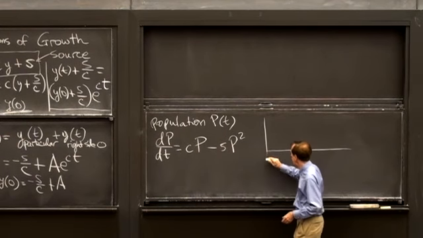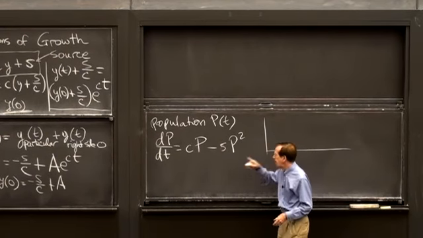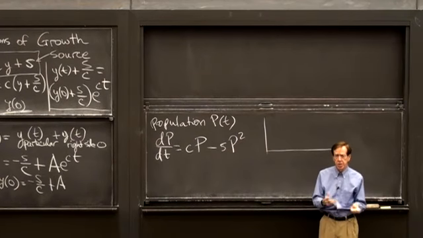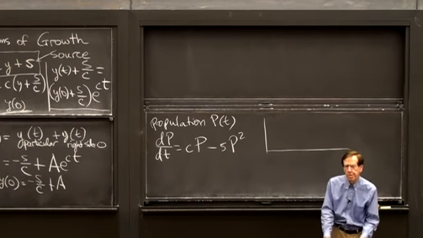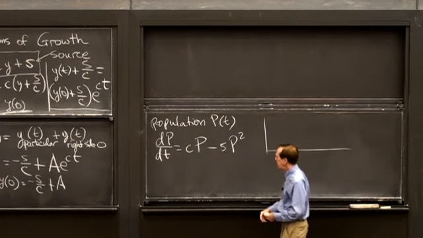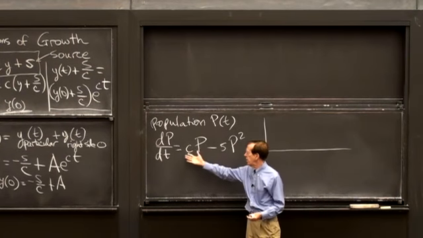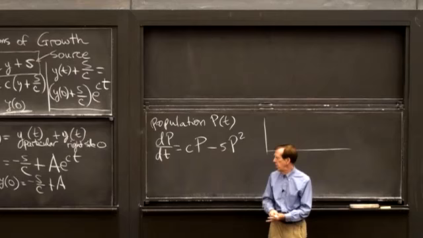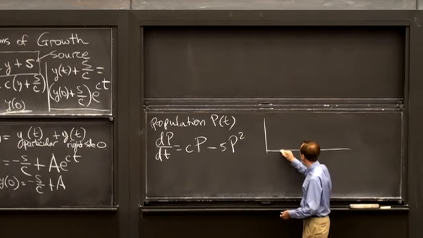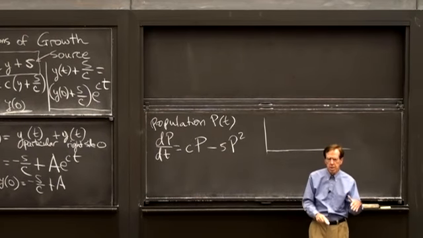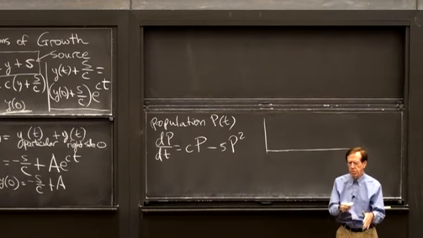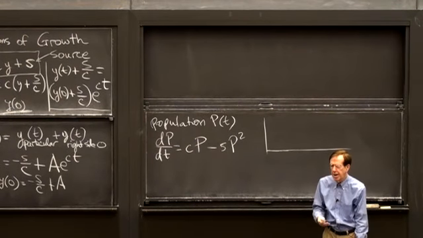So the population, well, notice, what would happen if the population starts out at 0? Nobody's around. Then the derivative is 0. It never leaves 0. So this 0 would be a solution. P equals 0, constant solution, not interesting.